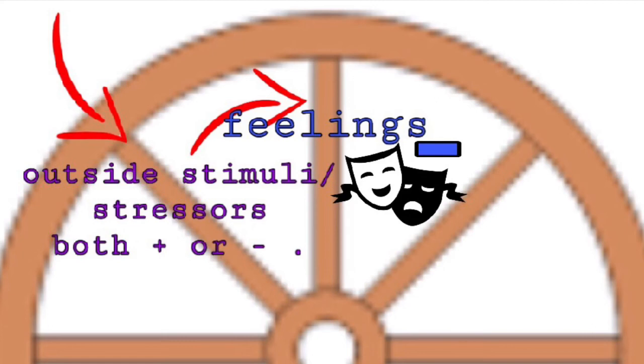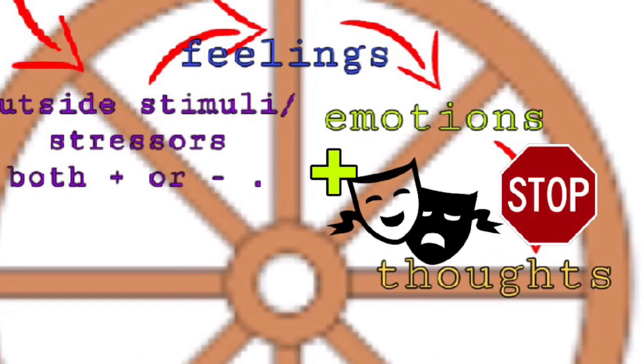So let's continue with the negative stressor model, the getting laid off stimuli. It still makes you sad or mad, your feelings, you can't control that. Now here is where you stop to determine what emotion to choose, and also how that emotion will affect your inner dialogue. You may be mad or sad, but it doesn't have to make you angry or depressed.